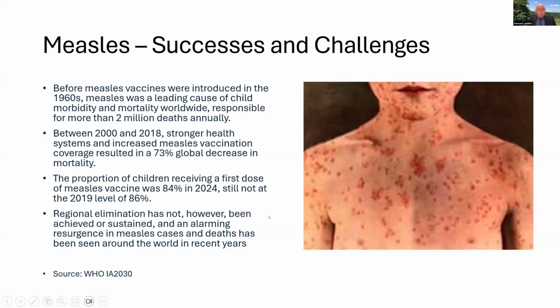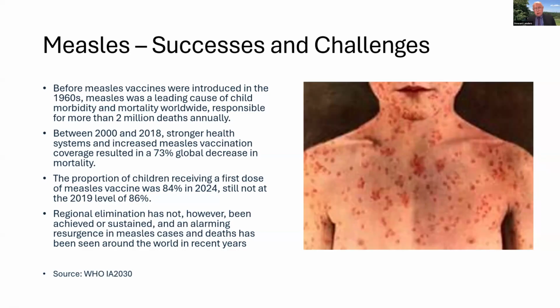Before measles vaccines were introduced in the 1960s, measles was a leading cause of child morbidity and mortality worldwide, responsible for more than 2 million deaths annually. Between 2000 and 2018, stronger health systems and increased measles vaccination coverage resulted in a 73% global decrease in mortality.